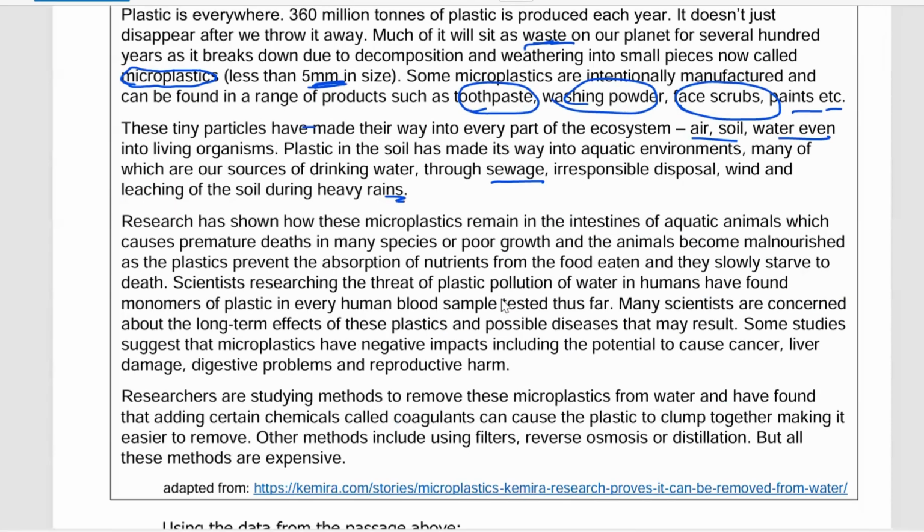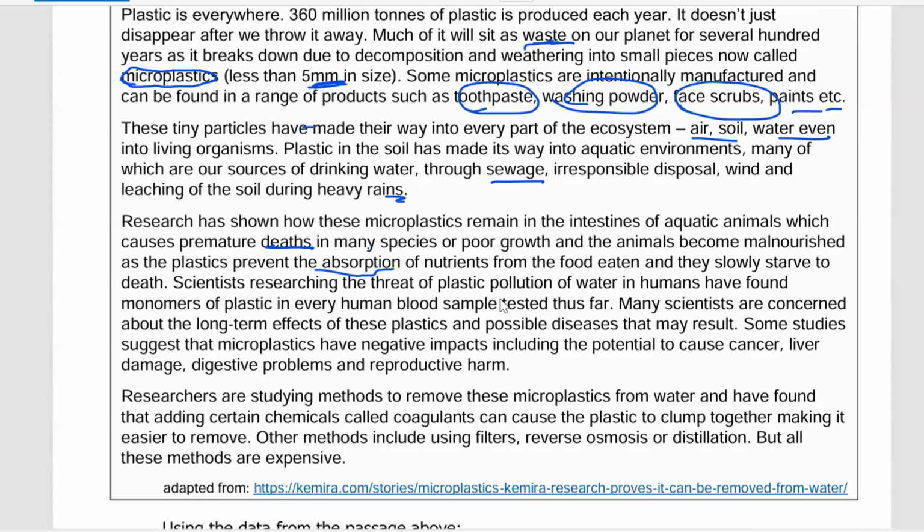Research has shown how these microplastics remain in the intestines of aquatic animals, which can cause premature death, and in many species poor growth. Animals become malnourished as the plastic prevents absorption of nutrients from the food eaten, and they slowly starve to death.